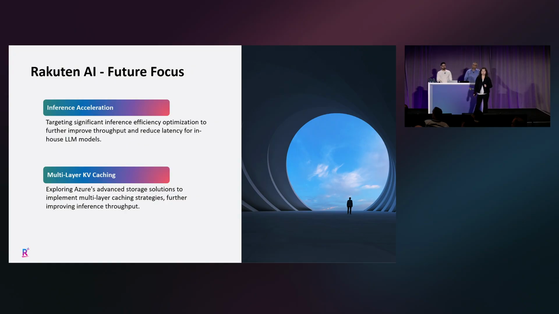As the next step, we will continue inference efficiency optimization to further improve throughput, measured by tokens per second, and reduce latency, measured by time to first token, for our in-house LLM models. In addition, to further improve inference throughput, we are exploring Azure's advanced storage solutions to implement multi-layer caching strategies.